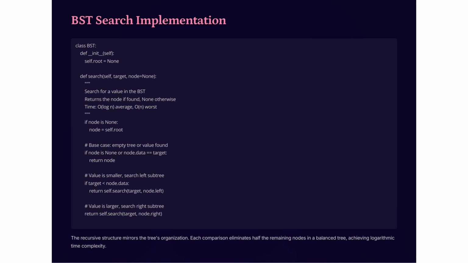The search operation in a binary search tree, BST, uses recursion to navigate the tree. Starting from the root, it compares the target value with the current node. If smaller, it searches the left subtree. If larger, the right. This process continues until the target is found or the subtree is empty, achieving O(log n) time in balanced trees.